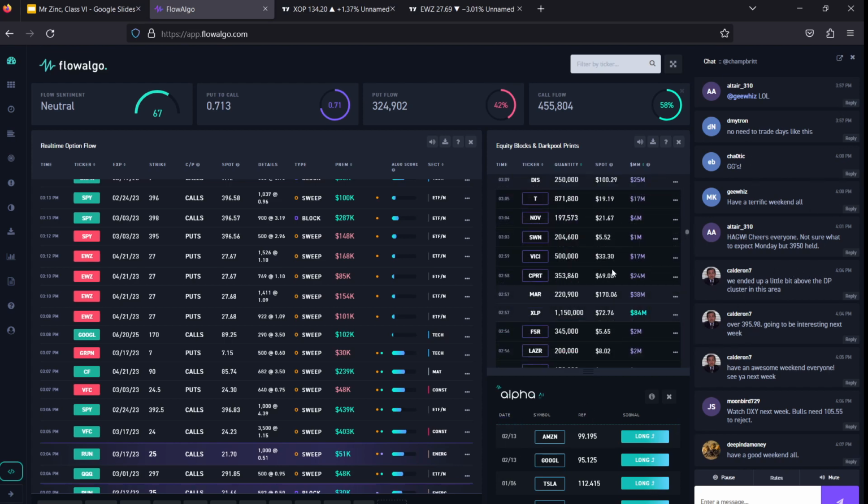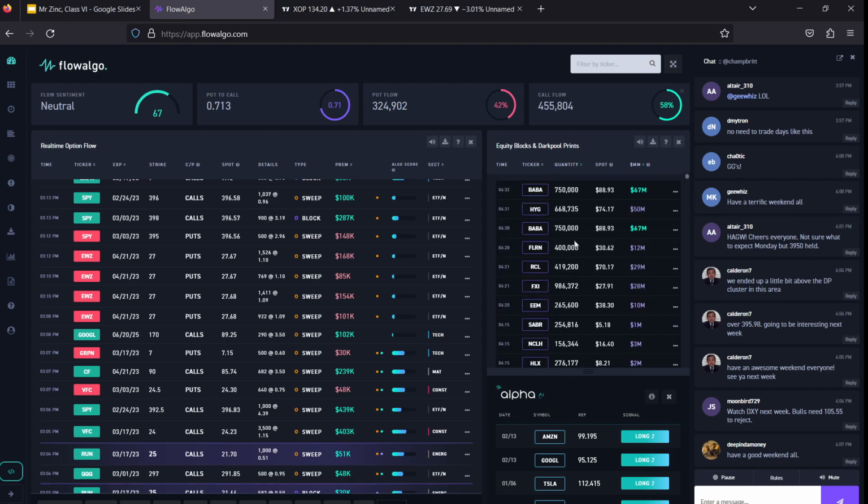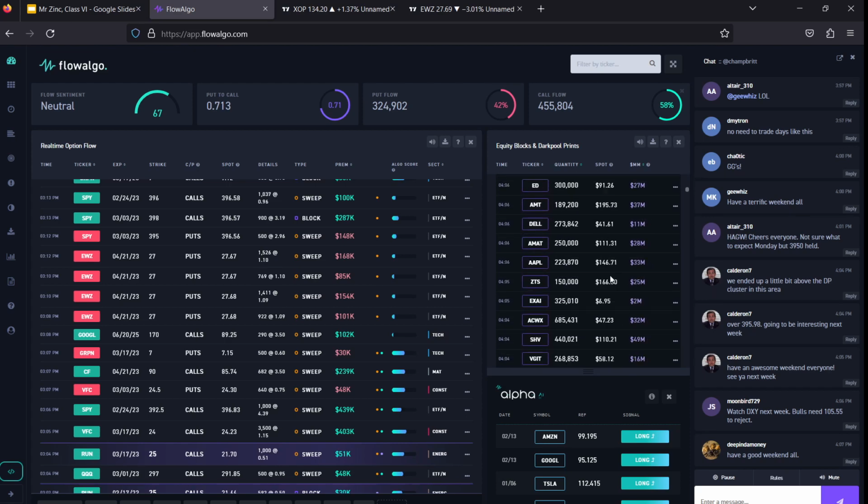The thing that I do pay attention to the most, I would say, is this equity blocks and dark pool orders. So these tell you when people put in massive orders for shares. So at 4:32 today, someone bought 750,000 shares of BABA at $88.93 a share, $67 million in total. And another person also bought 750,000 at 4:30 for the same price. So these tell you people are actively buying these shares.